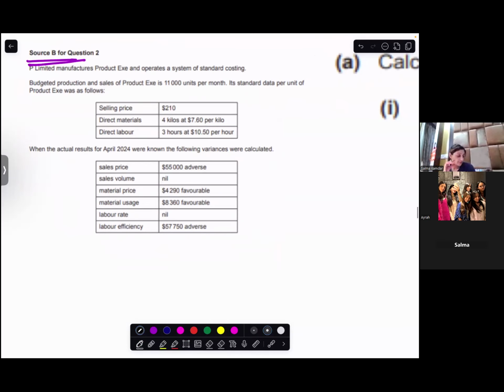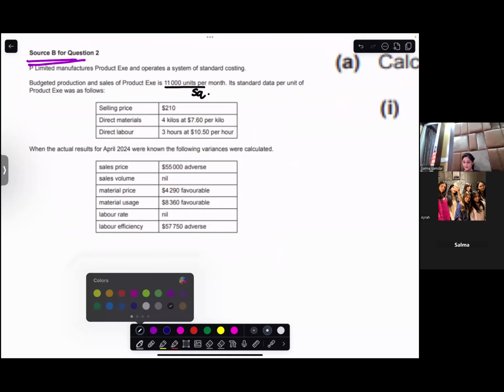P Limited manufactures product X and operates a system of standard costing. Budgeted production and sales of product X is 11,000 units per month. Can you tell me what standard this means? Its that the estimated production is 11,000 units per month. This is the standard quantity that they expect to produce.